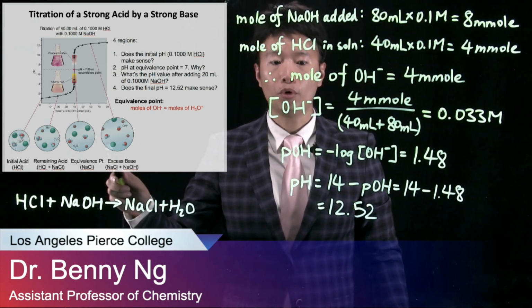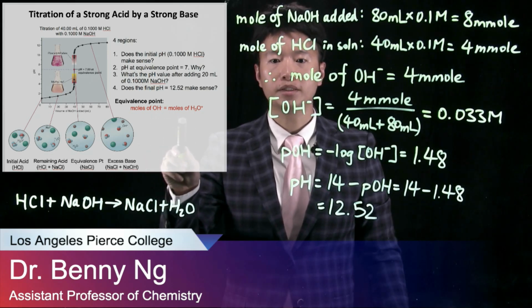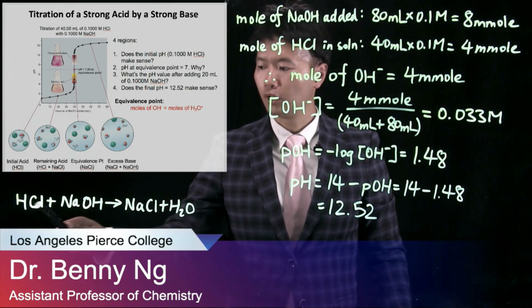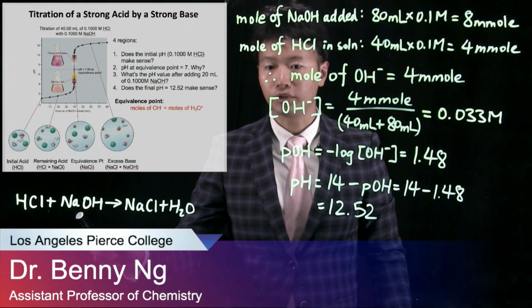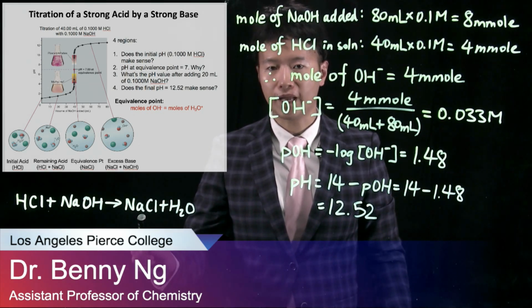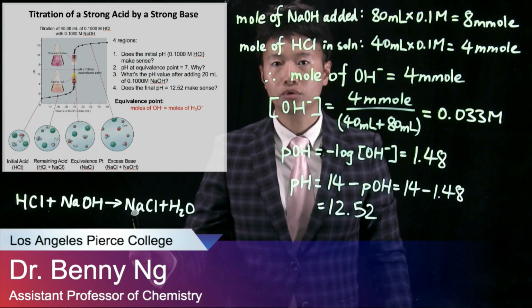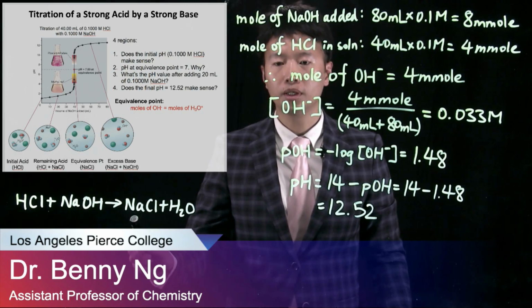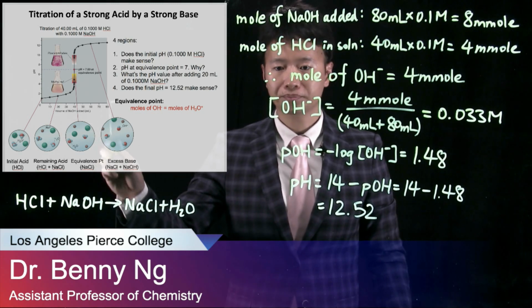At the equivalence point, once again, the equivalence point means the number of moles of OH minus equal to the moles of the H plus in our solution. So this will be 1-to-1, they completely neutralize each other. So at the equivalence point, all we have is NaCl plus H2O. And NaCl is a neutral salt. It will not change the pH. So at the equivalence point, the pH value will be 7 when we do a titration of a strong acid by a strong base.